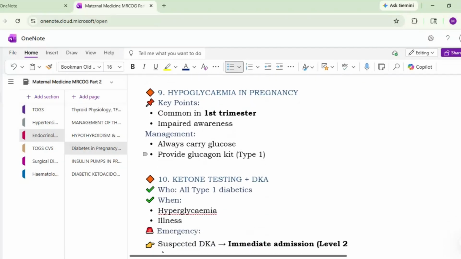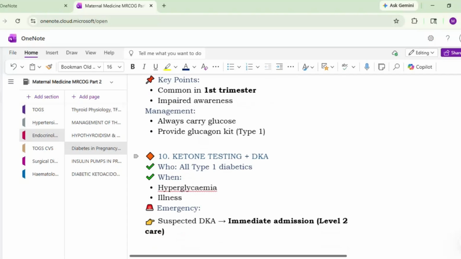Then hypoglycemia in pregnancy is quite common in the first trimester. Not only that, the symptoms are impaired in pregnancy. Symptoms like palpitation and sweating may not be there. Always carry glucose and provide a glucagon kit for these patients. Then ketone testing: all type 1 diabetics should be tested for ketones, especially when there is hyperglycemia or illness.